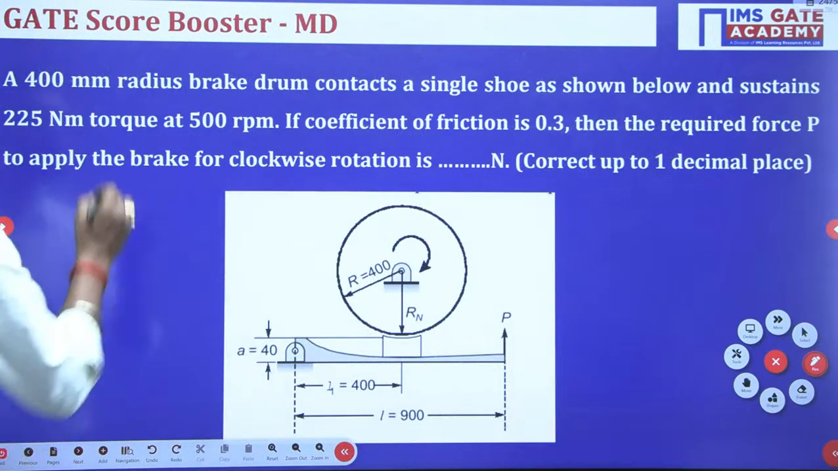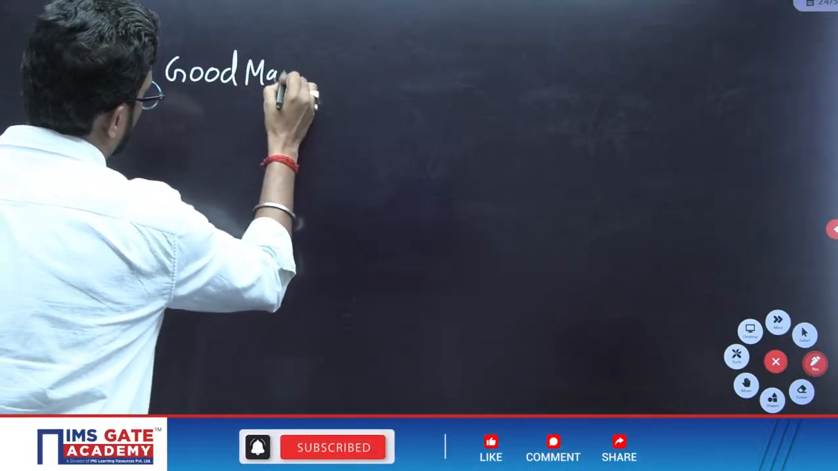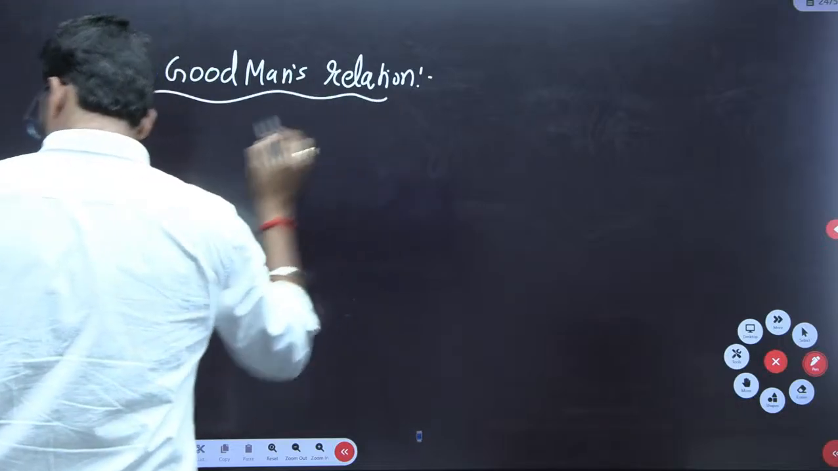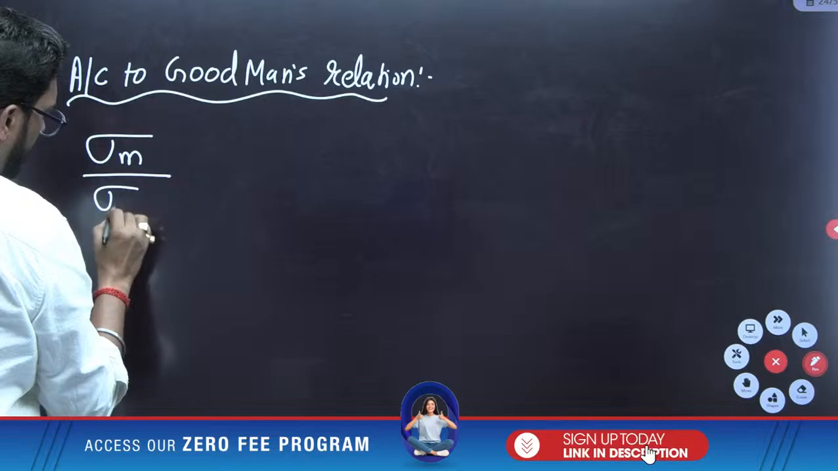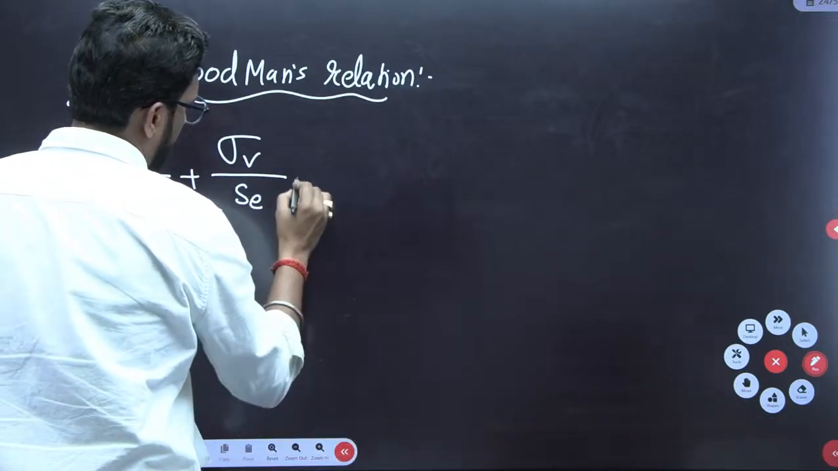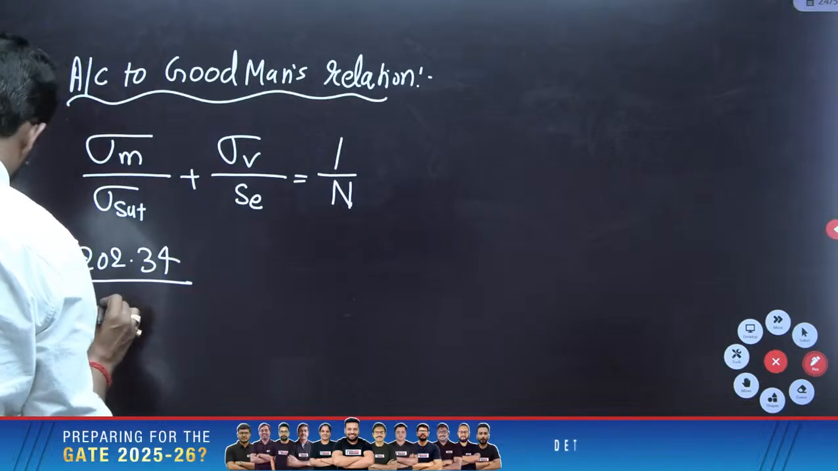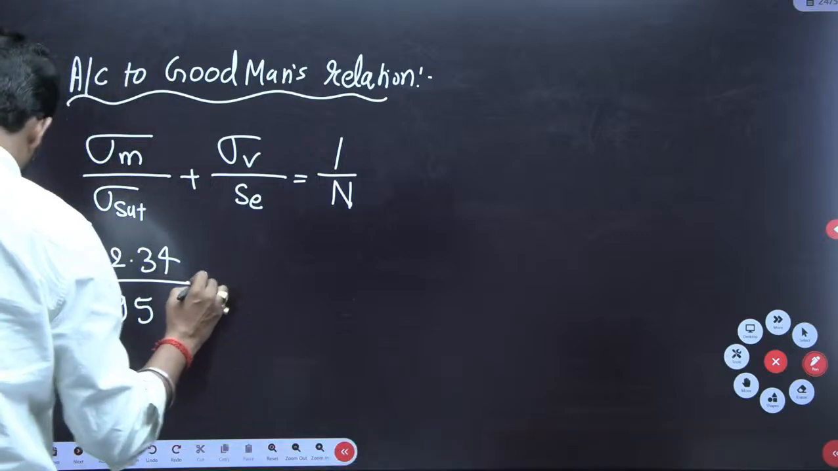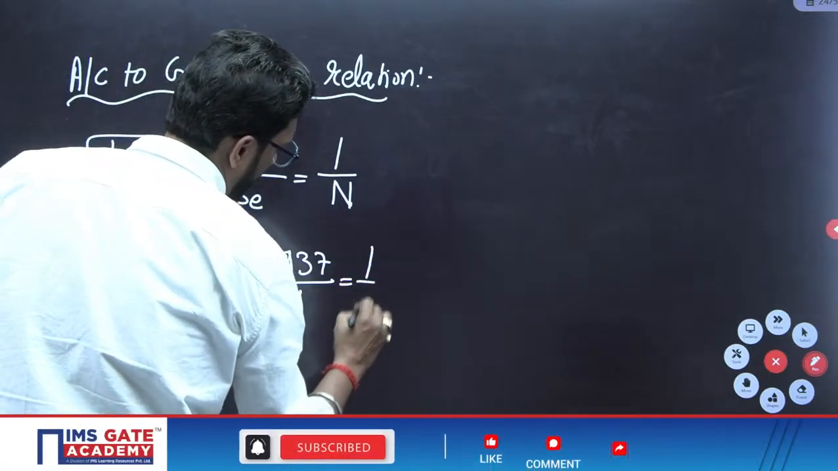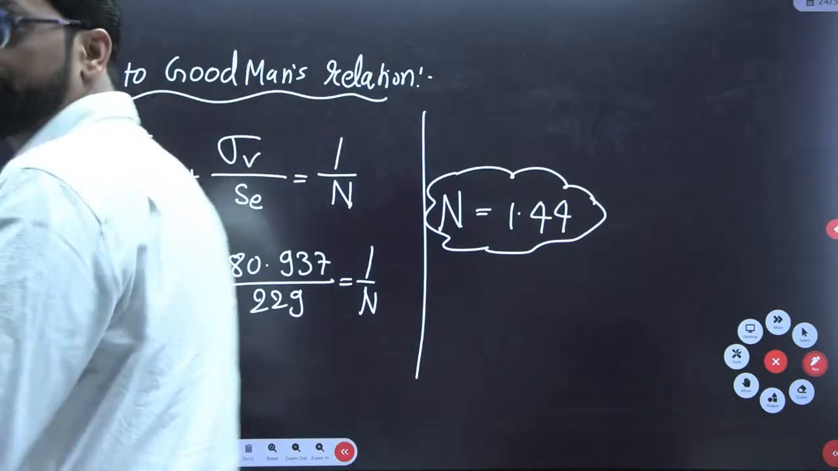Now, according to Goodman's relation, sigma M by SUT plus sigma V by SE is equal to 1 by N. Mean 202.34, SUT 595, variable 80.937, endurance 299 is equal to 1 by N. If you solve, the N value is 1.44. Simple problem. Clear? This is clear?